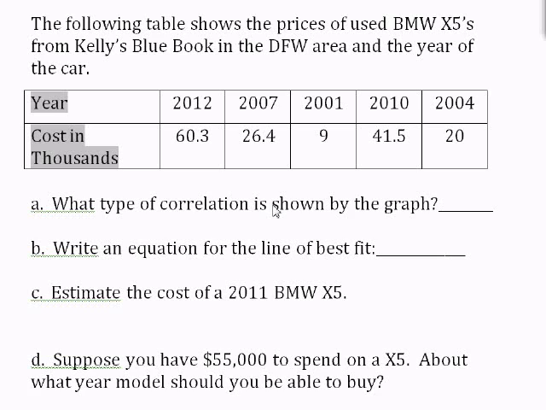The following table shows the prices of used BMW X5s from Kelly's Blue Book in the DFW area and the year of the car. In other words, we have the year of the car and the cost in thousands of dollars for those BMWs. We're asked to find the type of correlation, write an equation of the line of best fit, estimate the cost of a 2011 BMW, used one, and suppose that we have $55,000 to spend on an X5. About what year model should you be able to buy?